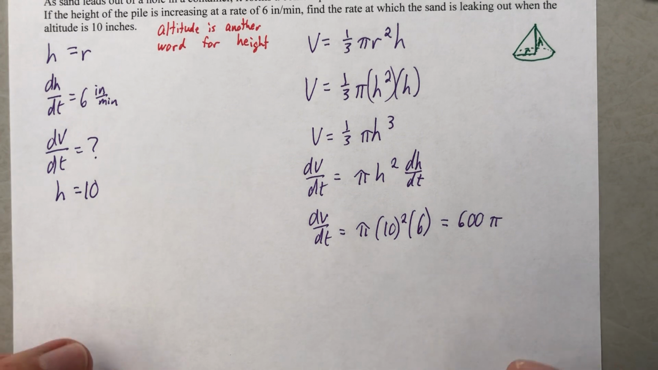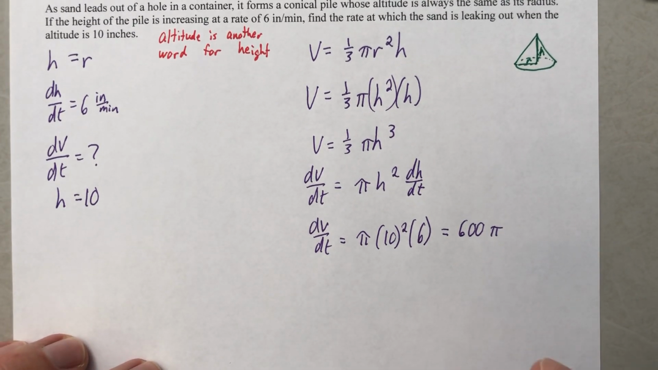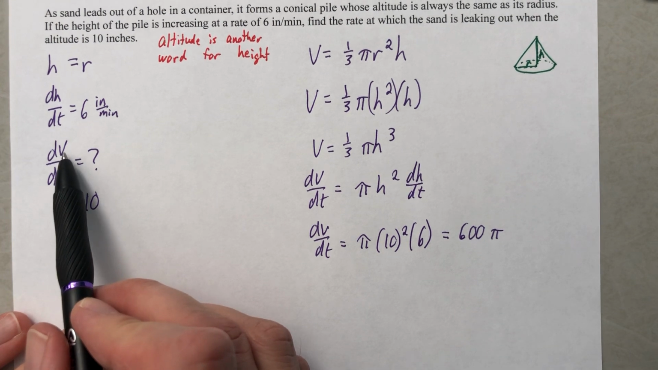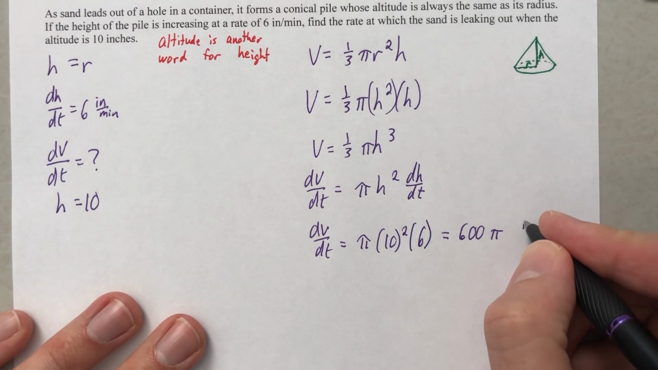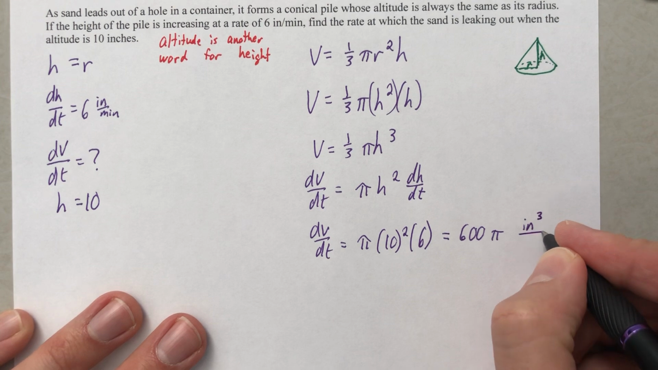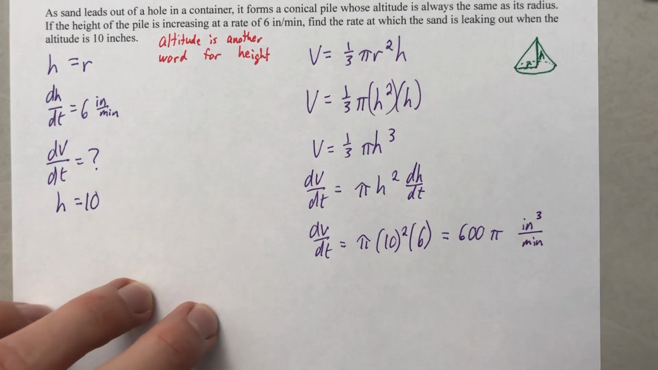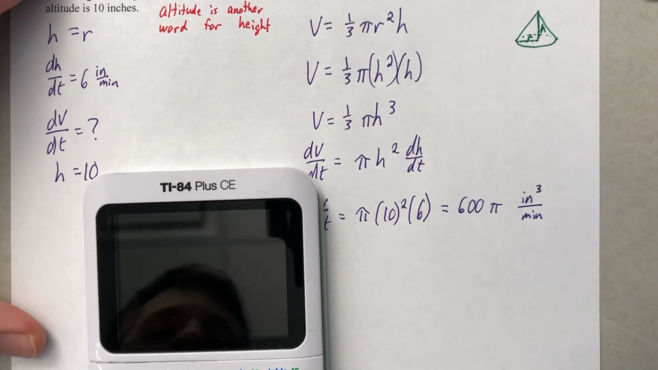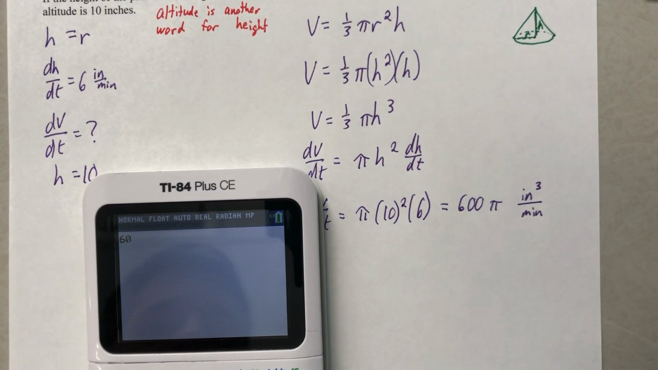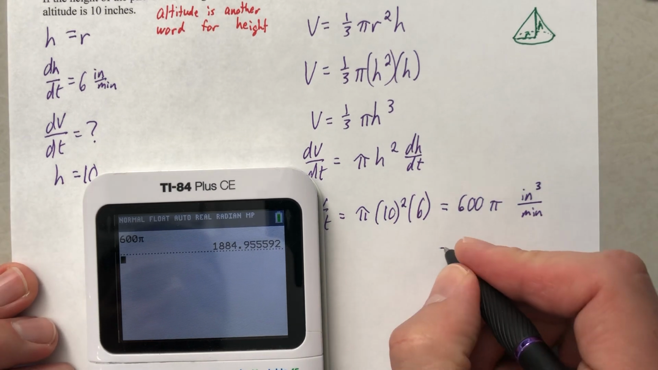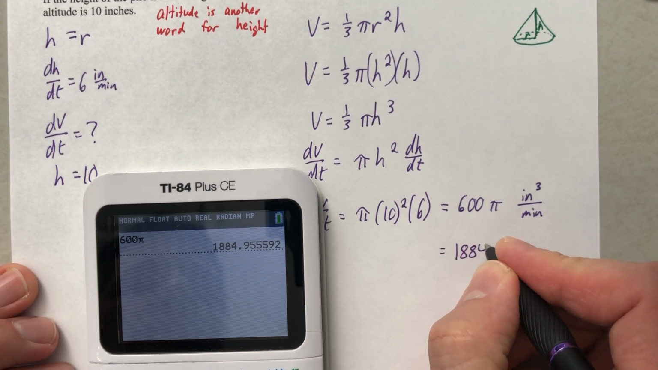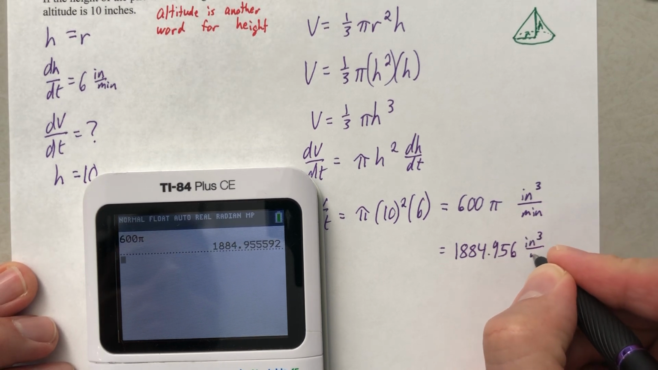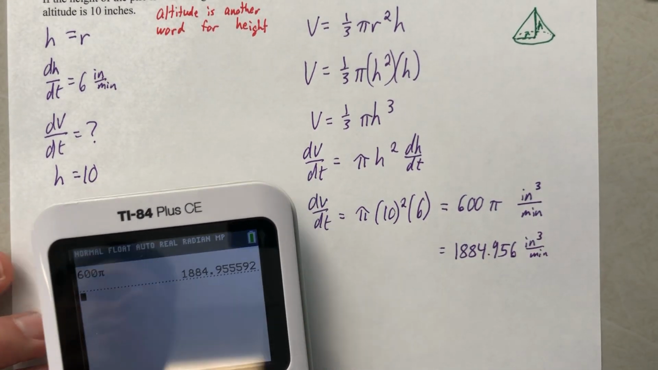But in the meantime, let's get the units. We are dealing with volume. Volume is, in this context, cubic inches per minute. There we go. This is correct. If you want to go a little further, you could by finding out what 600 times pi is, and that would be 1,884.956 cubic inches per minute when the height and the radius are 10.